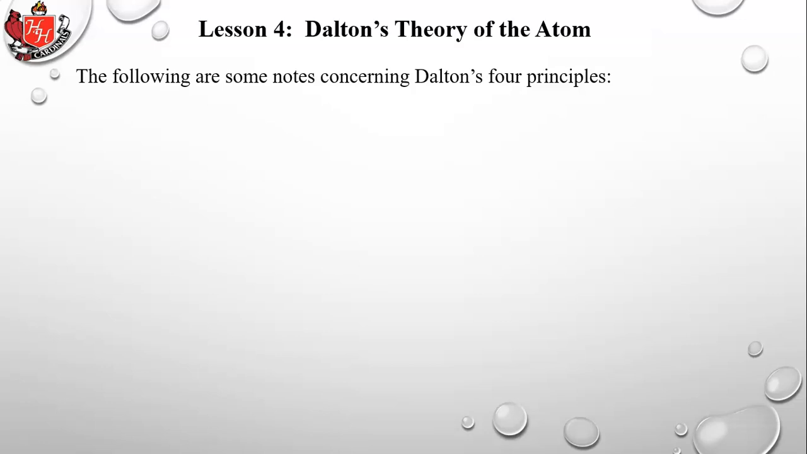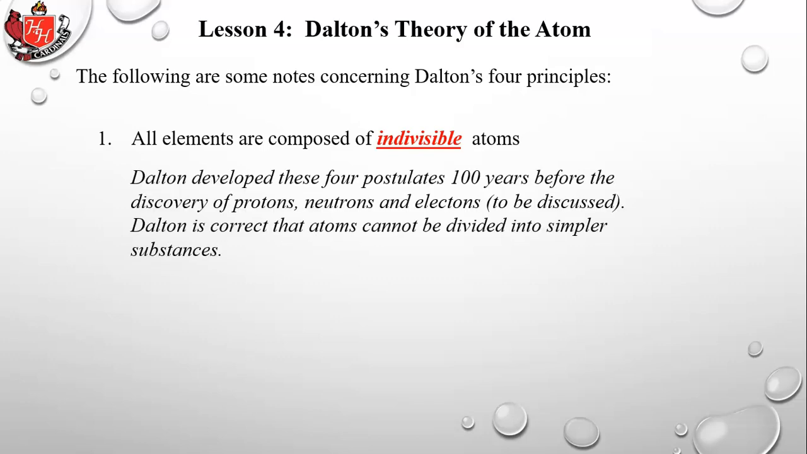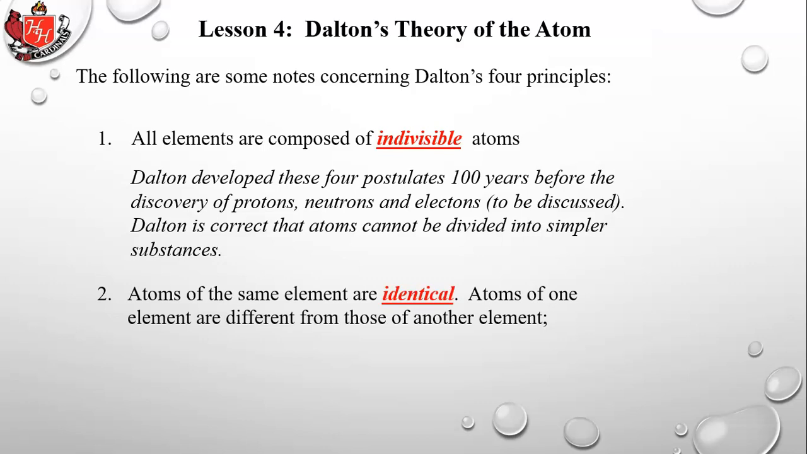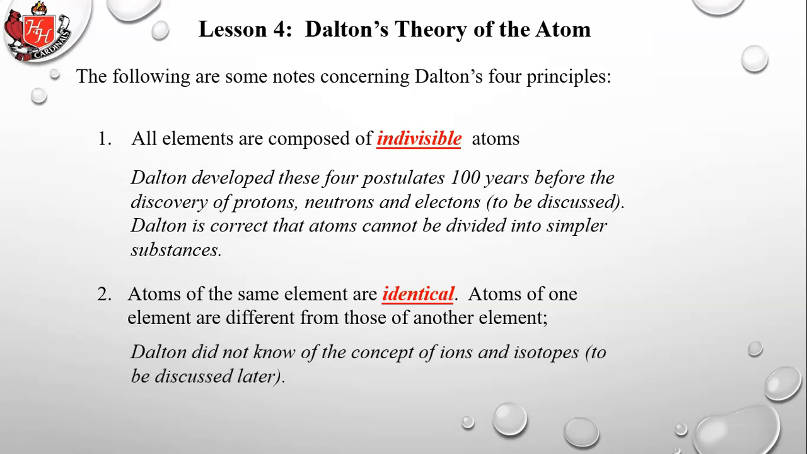So the following are some notes concerning Dalton's 4 principles. 1, all elements are composed of indivisible atoms. Dalton developed these 4 postulates 100 years before the discovery of protons, neutrons, and electrons, to be discussed in the next lesson. Dalton is correct that atoms cannot be divided into simpler substances. Atoms of the same element are identical. Atoms of one element are different from those of another element. That's mostly true, but Dalton did not know the concept of ions and isotopes, and again, that's going to be discussed in the next few lessons.